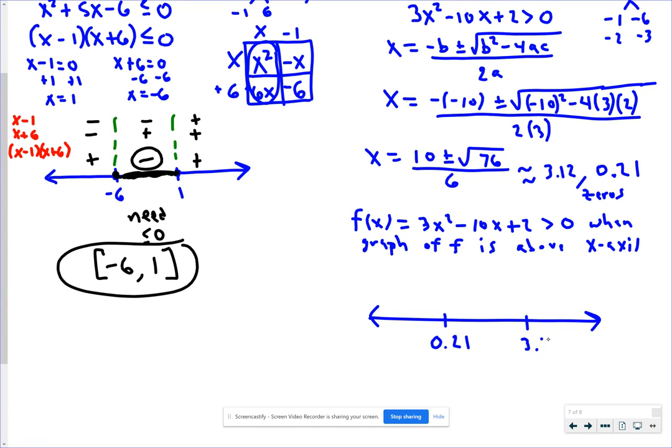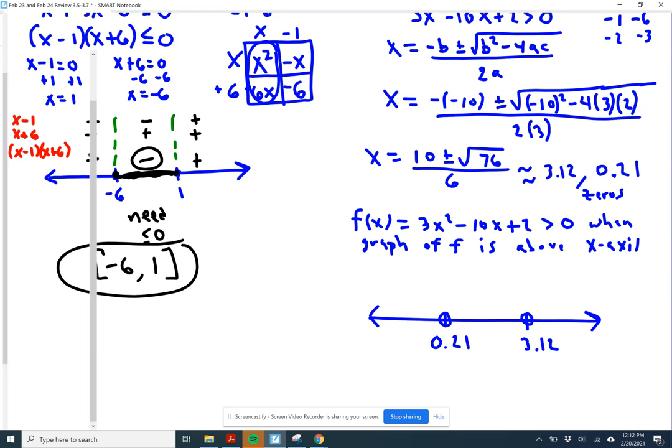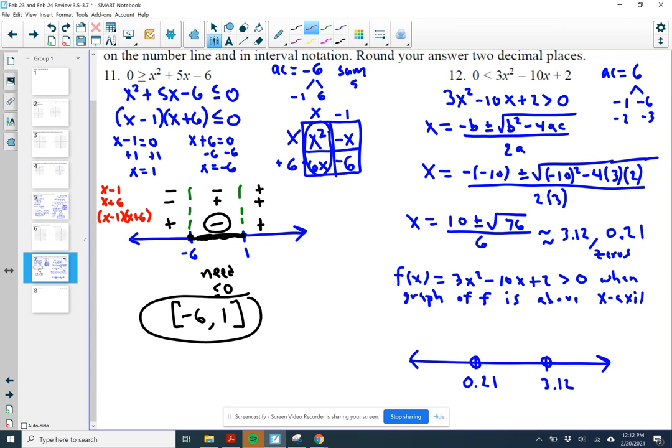3.12 is to the right of it. It's greater than it. We're using open circles. Okay. I'm going to do a little sketch of my function f of x. A is 3, so my quadratic, my parabola, would be opening upward. So where is it going to be above the x-axis? This is my x-axis. I've plotted the zeros on there.